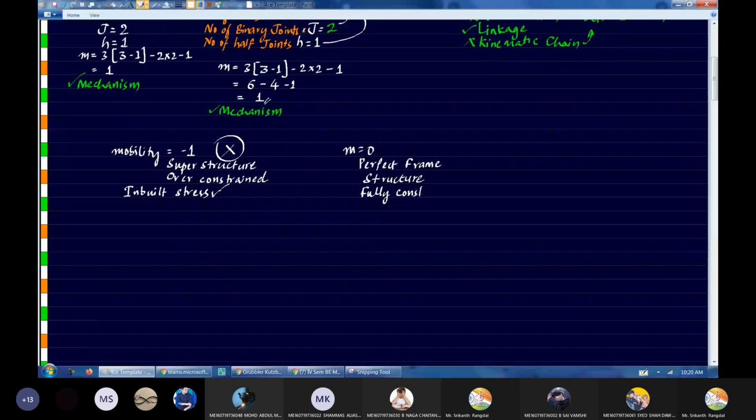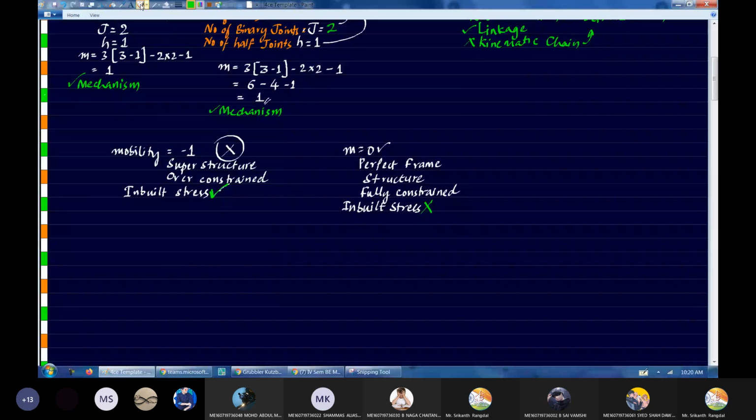Fully constrained. Okay, so this means it is fully constrained and there is no more motion possible, but there are no inbuilt stresses. Inbuilt stresses are absent here, whereas inbuilt stresses are present if the mobility is -1.